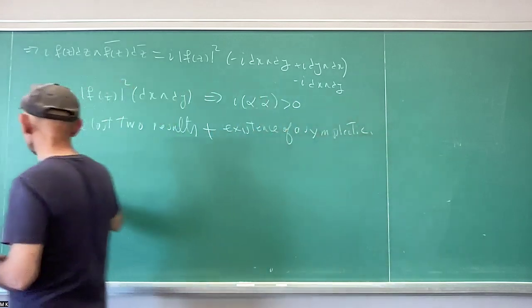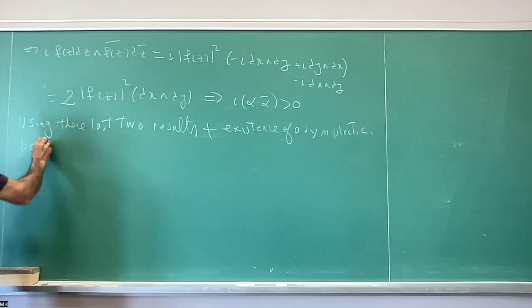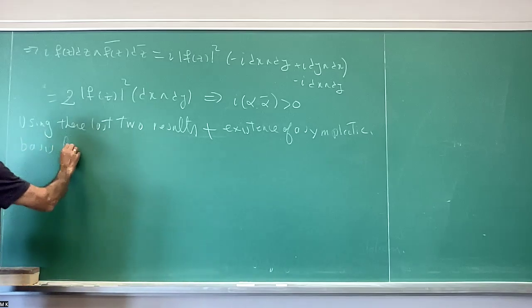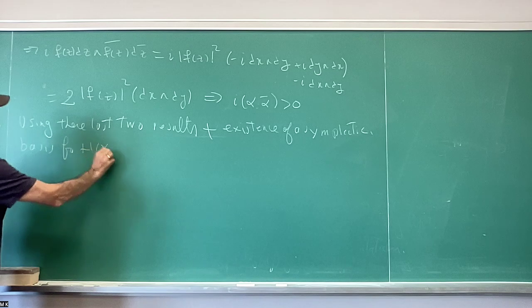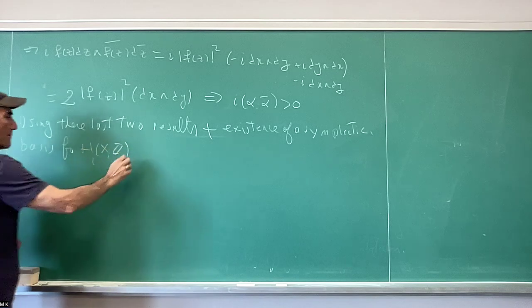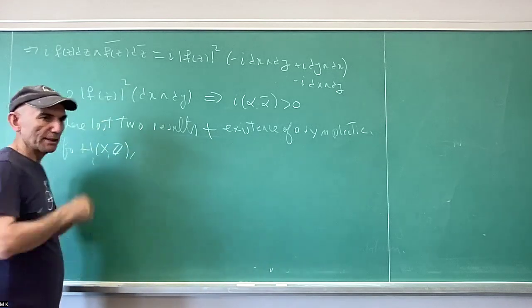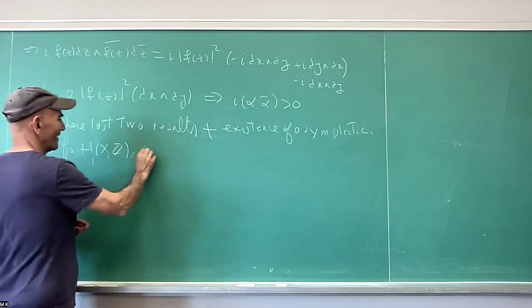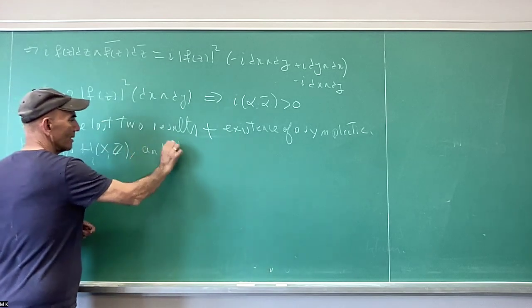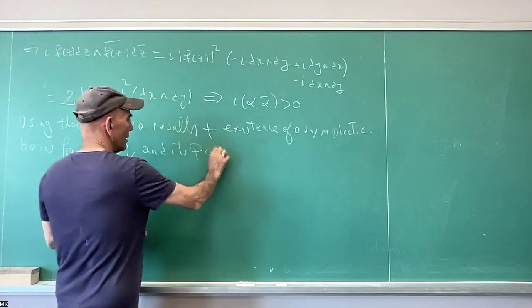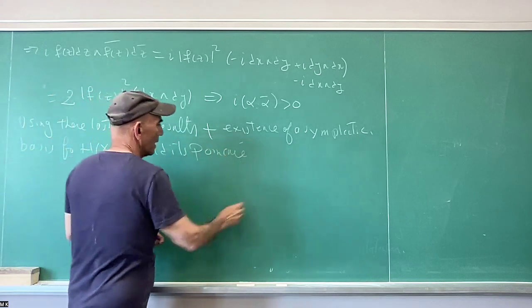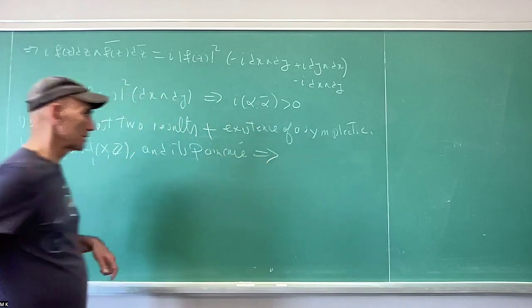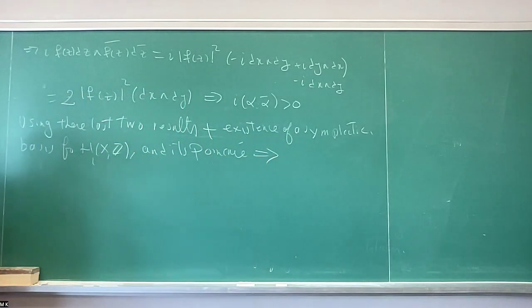Symplectic basis. I mean, choosing a symplectic basis for H1 of X, Z, and its Poincare dual. It's a straightforward algebraic calculation. Let me write the result. We get this Riemann bilinear.